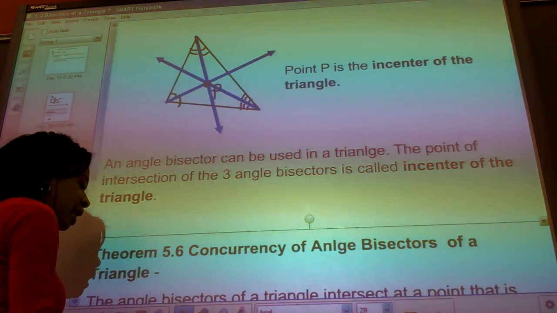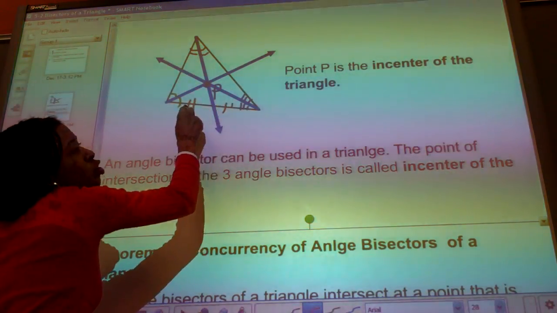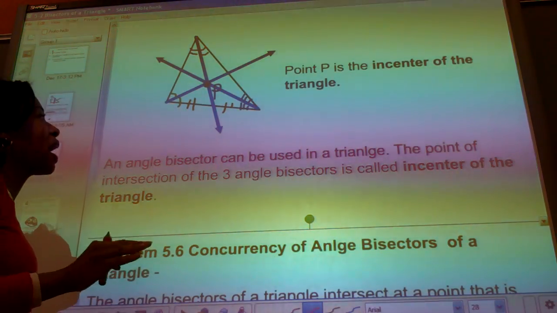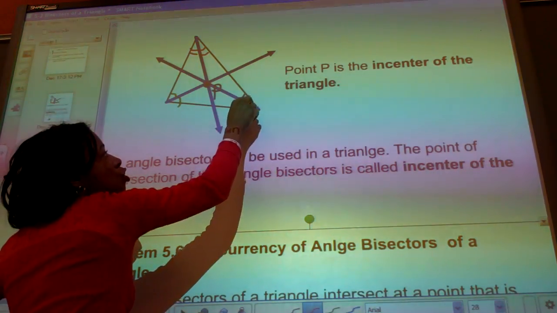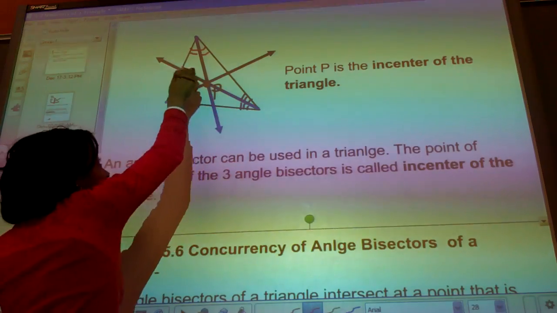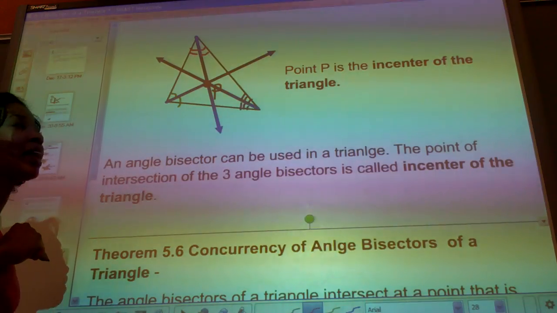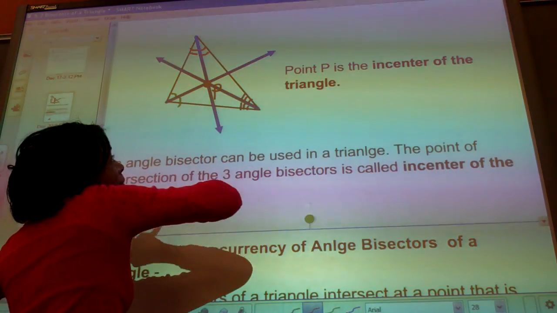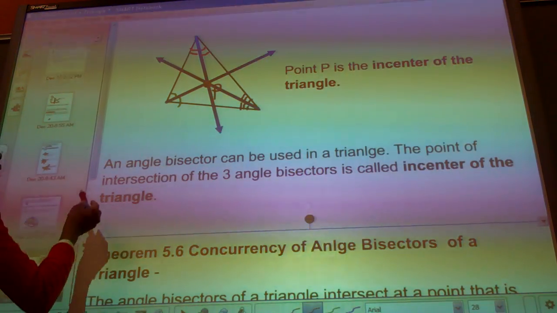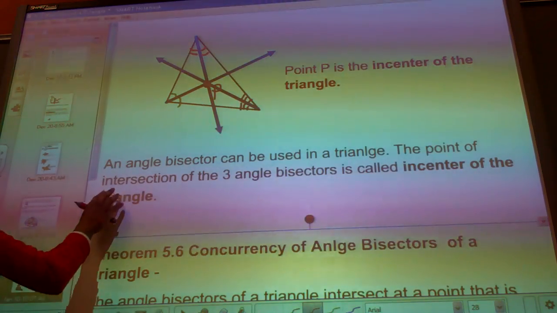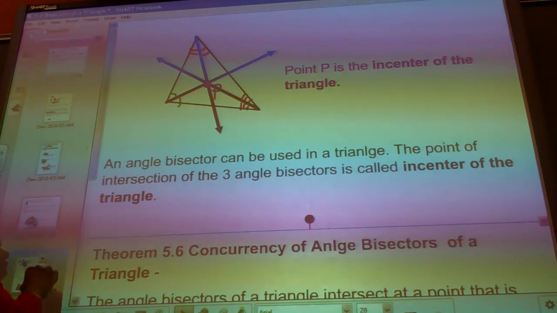It's called the incenter of a triangle when I'm bisecting angles. This time, when I do an incenter of a triangle, it does not mean that these two segments are congruent. That's not the same. That was perpendicular bisector. On this one, what I'm saying is now the two angles are congruent when I bisected it in half. And when I do that for all three of the angles, the one place where they intersect is called point P, but what that means is that I have an incenter of the triangle. An angle bisector again can be used in a triangle. The point of intersection of the three angle bisectors is called, as I stated, the incenter of the triangle.